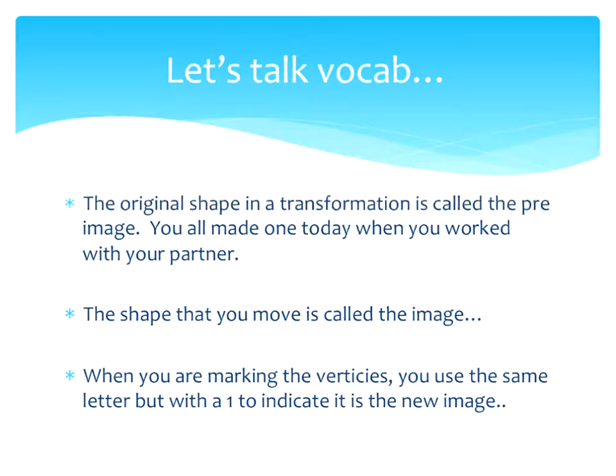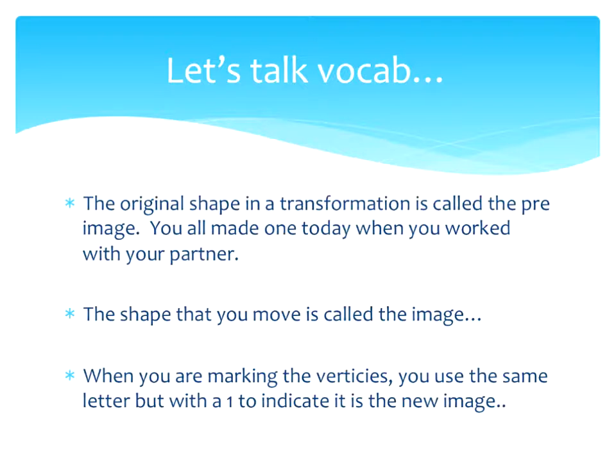Let's talk about vocabulary. The original shape in a transformation is called the pre-image, and that should go in your notes. A pre-image is the very first thing that you do. You all made one today when you worked with your partner on doing a translation. You made a Cartesian coordinate plane, and then you drew an image on it. That's actually the pre-image when we're doing these kinds of things, which are different kinds of transformation. When you transform something, you change it from one thing into another. So when you're doing a transformation in geometry, it just means you're moving the shape so it's not in the same spot. The original shape is called the pre-image, and the shape that you move is called the image.